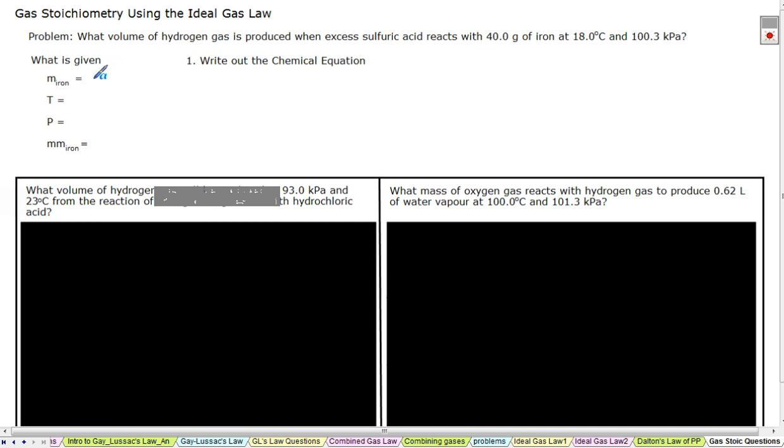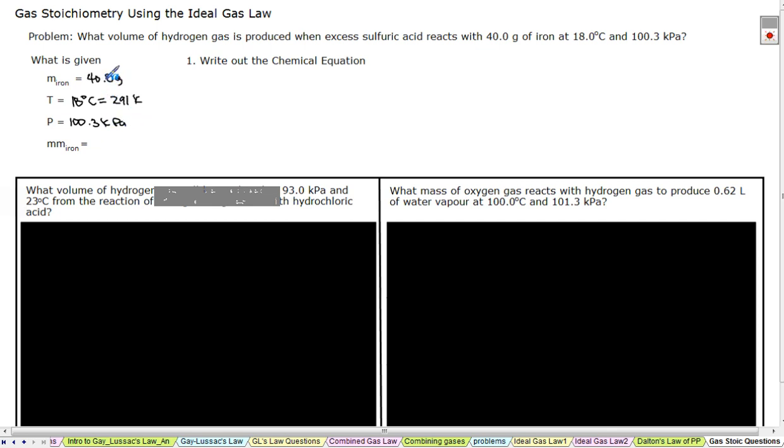So what we do, of course, is we write down what's been given to us. We know the mass of the iron is 40.0 grams. We know the temperature that we're dealing with is 18 degrees Celsius. Now let's quickly convert that to Kelvin. So we take our 18 and we add it to 273 and we get 291 Kelvin. Our pressure is 100.3 kPa. We don't need to change that.